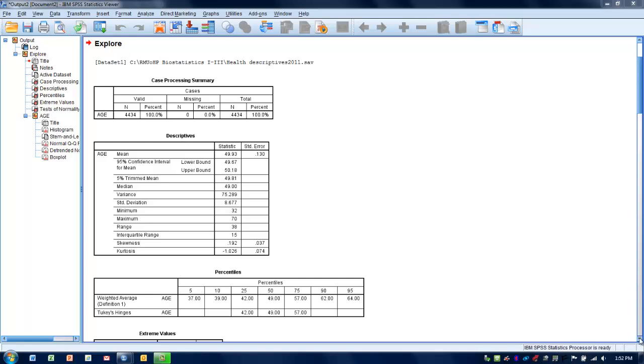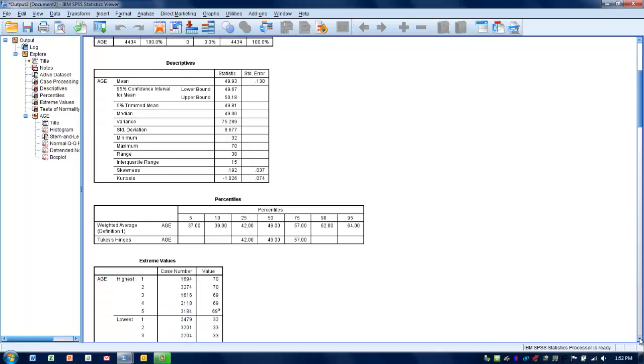The next thing we can look at is percentiles. Again, as I mentioned, SPSS is giving us scores at the given percentile ranks. The score at the fifth percentile is 37. The score at the 50th percentile is 49, and the score at the 95th percentile is 64. So again, we can use that to report percentile ranks.